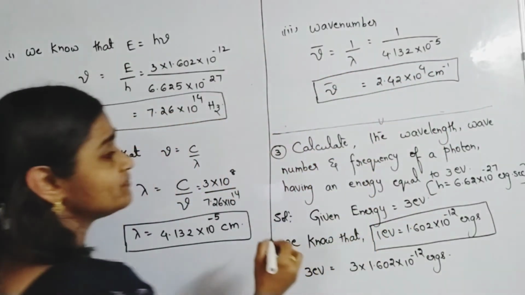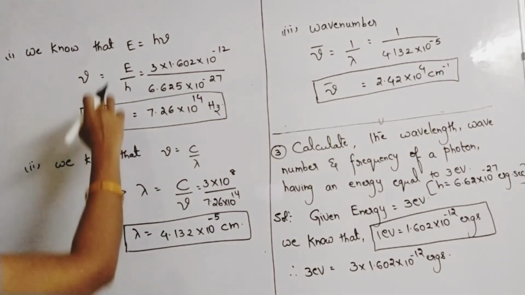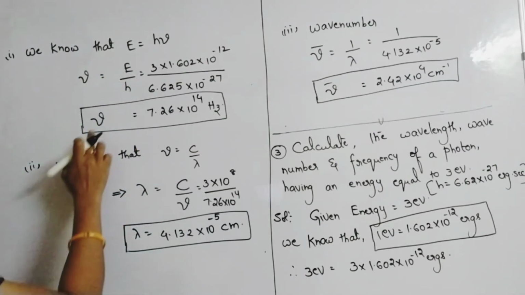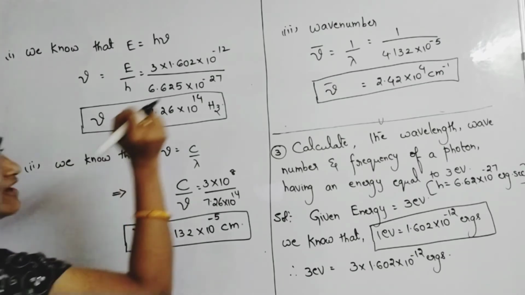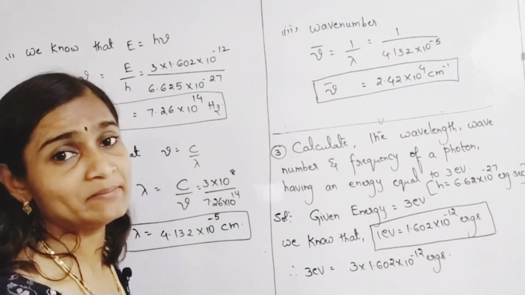So from the energy formula, what are the formulas which we have used? E is equal to h nu. From that, nu is equal to E by h. From that we calculated the nu value. Using that nu value, we calculated lambda, the wavelength value. And using that wavelength value, we calculated wave number, means 1 by lambda value.